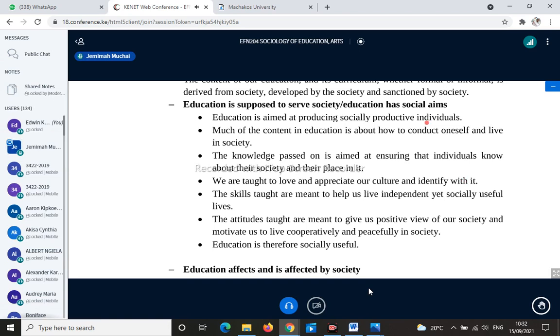You become a productive person in the society. Number two, much of the content in education is about how to conduct oneself and live in a society. So as you are being educated, you are being taught how to behave so that you can fit in that society. There are people who are misfits in the society. They may have gone through several levels of education up to the highest level, even PhD, and still continue to be misfits. But as we are being educated, we say that education is the acquisition of knowledge, skills, values, morals, beliefs, and the like, and attitudes.